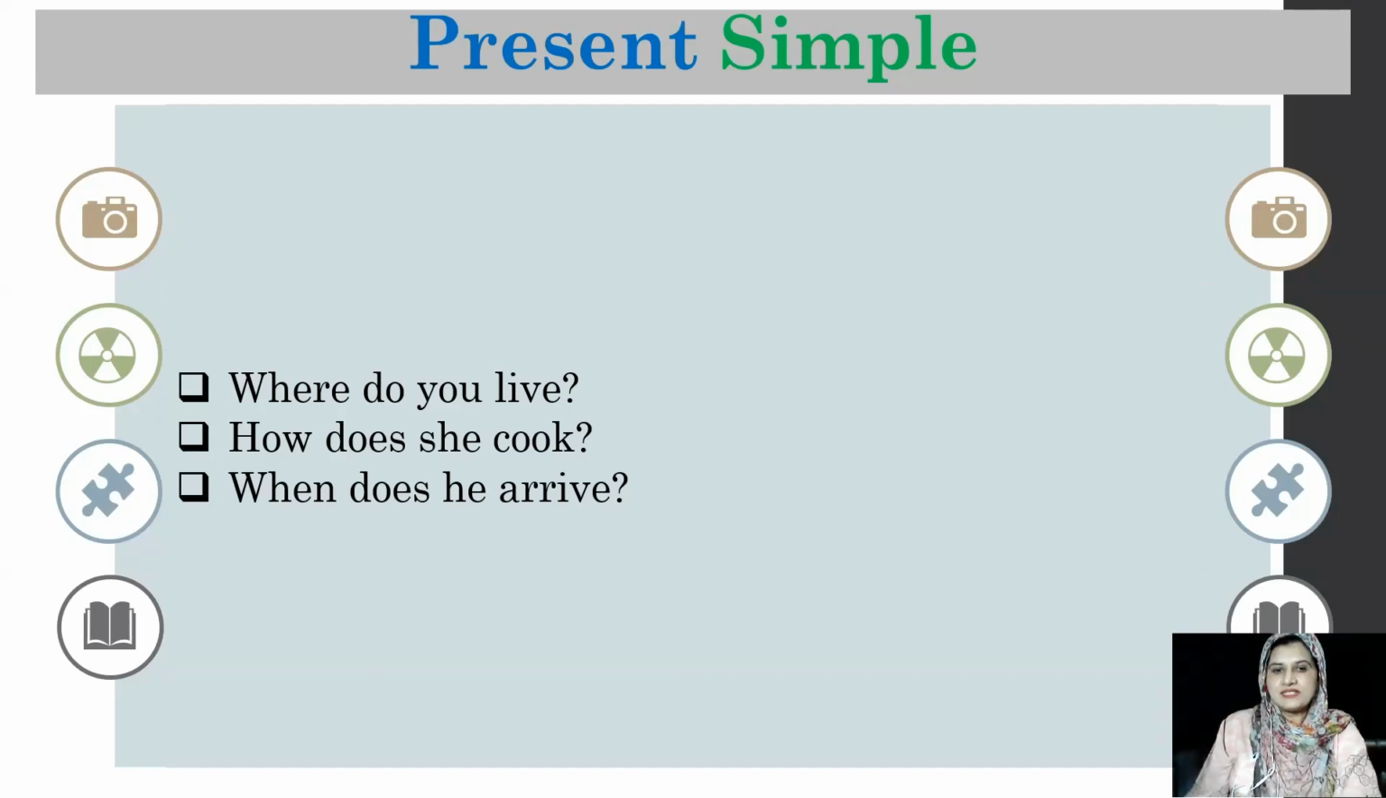We also need to understand that whenever we use WH questions, we always provide first the WH question word like where, how, when, as you can see in these examples, and after that we provide the helping verb do or does according to the demand. For example, where do you live? You can see here as it was you, so we use do. So after the question word, immediately you will use the helping verb. Next, how does she cook? Right? The next example, when does he arrive?